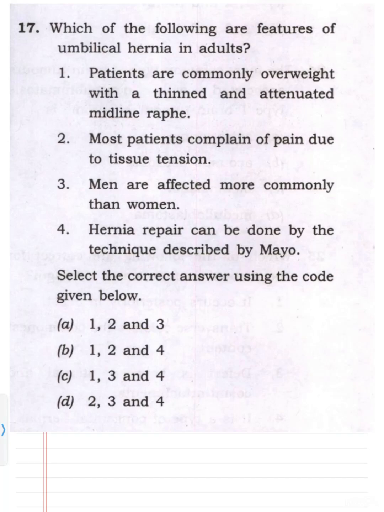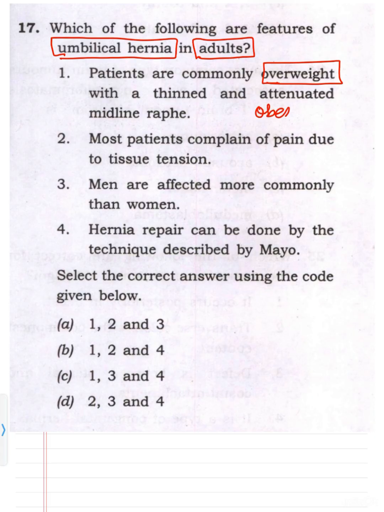So the 17th question is, which of the following are the features of umbilical hernia in adults? So the first option is patients are commonly overweight. So yes, it is present in mostly obese individuals. So umbilical hernia is more common in obese individuals.